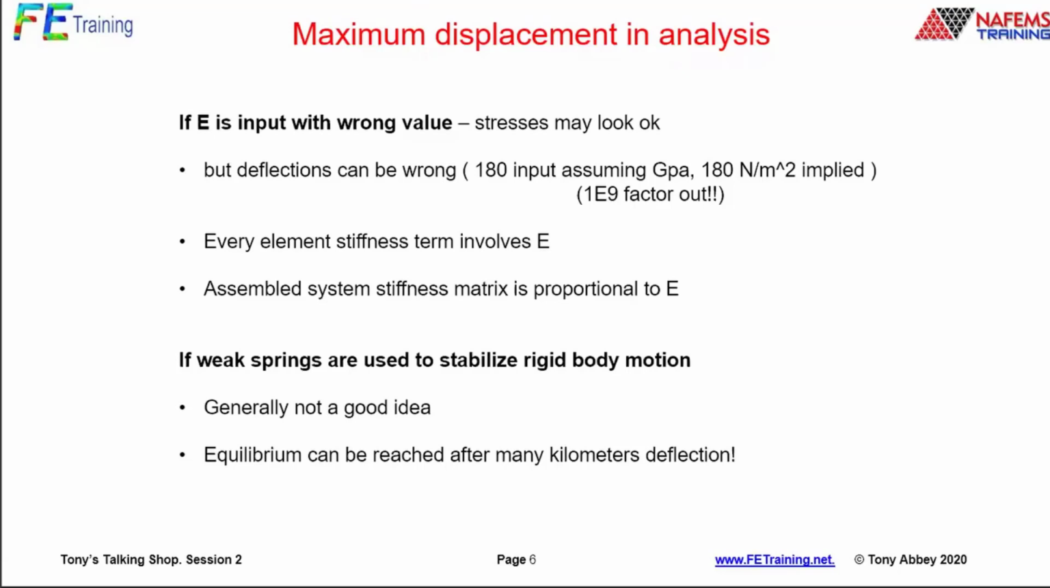I haven't actually done that myself in a report, but I've certainly seen external reports where stresses look okay. Whoops, hang on a minute. Do you really mean 19 kilometers deflection of your structure? And it's a CNC machine, or even an Airbus wing. Even an Airbus wing at 19 kilometers would be a little bit much.